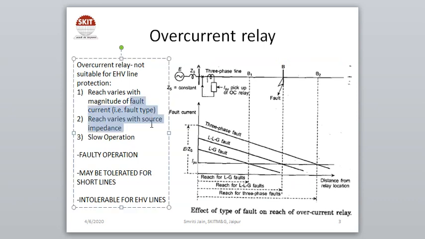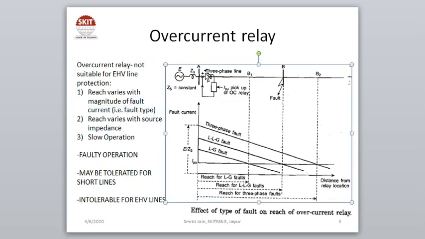So overcurrent relays are not suitable because their reach varies with the magnitude of fault current, the fault type, as well as with the source impedance. For this network we can see that if the line section AB is to be protected and three faults, let us say LG, double LG and three-phase fault are considered, the reach of the relay placed here varies with the type of fault.